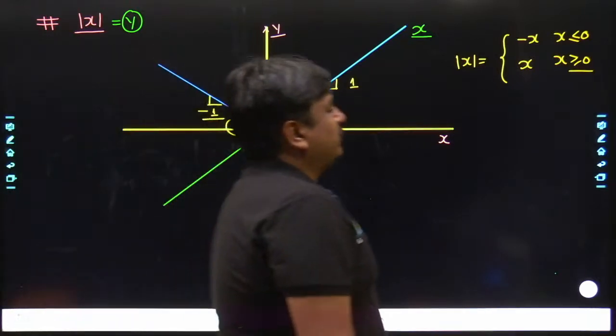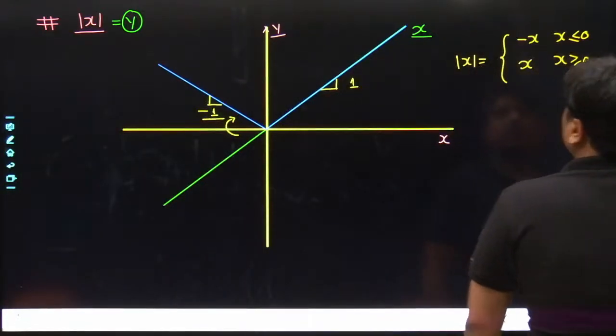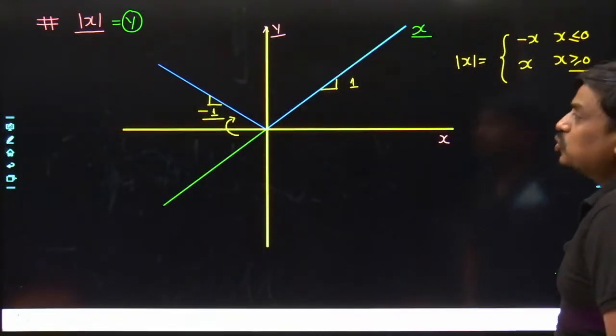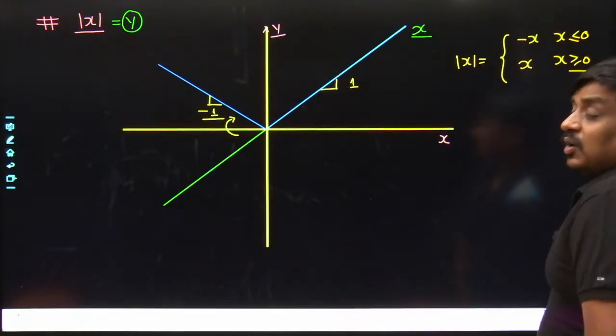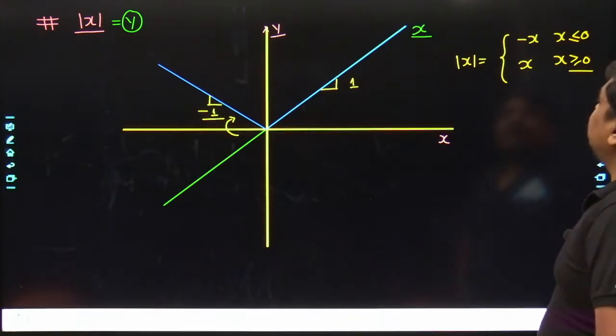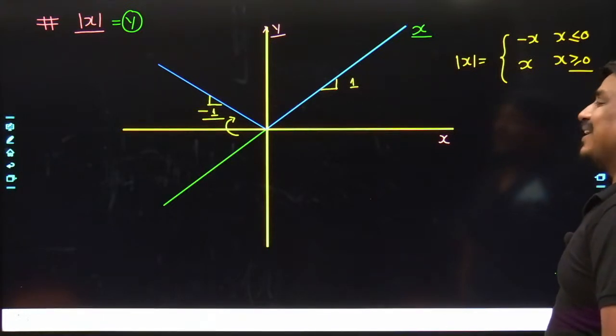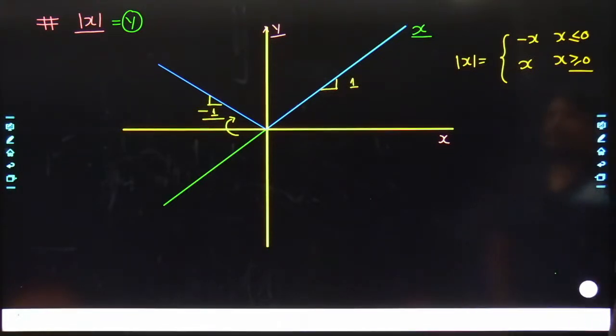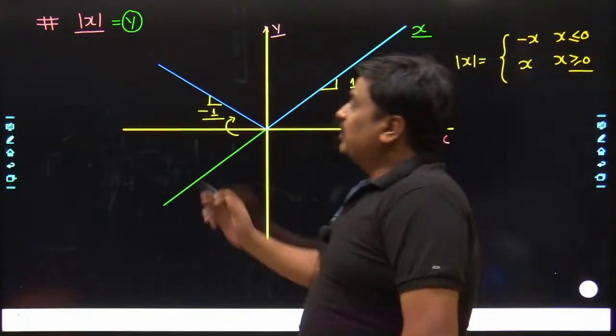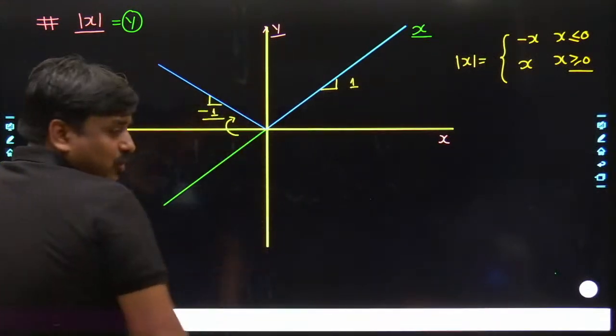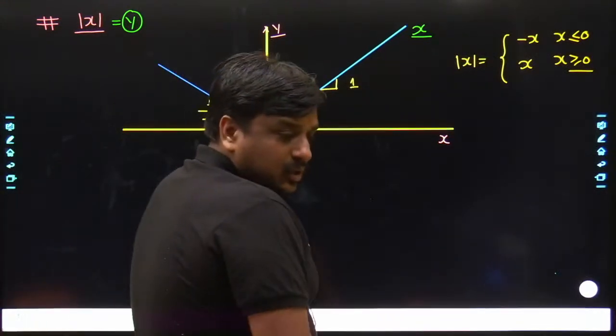So from here onwards, whenever I say mod of x is equal to, obviously it can be distributed into two different functions, where for negative values of x it is defined as minus x, and similarly for the positive range of x it is defined as plus x. So probably till this point each and everything must be clear to all of us.